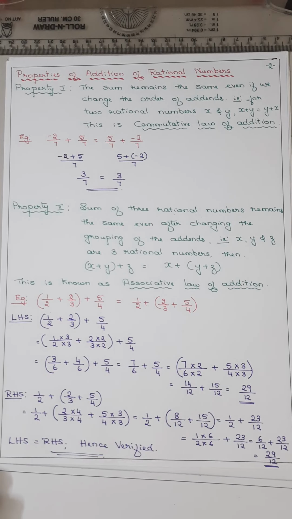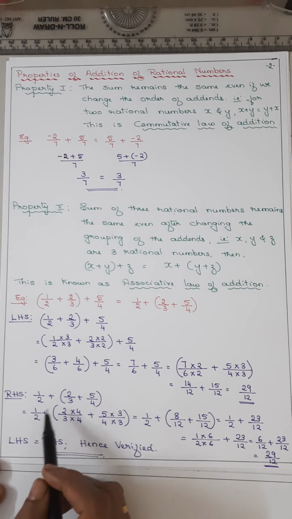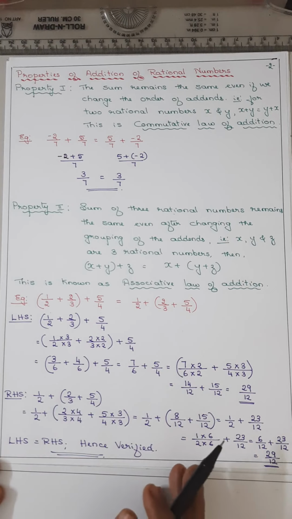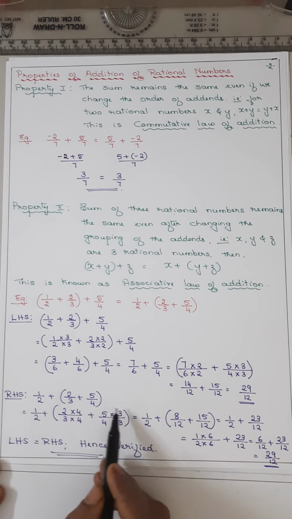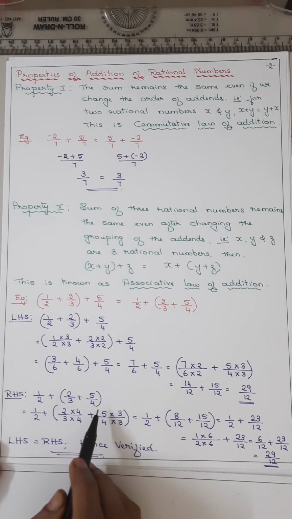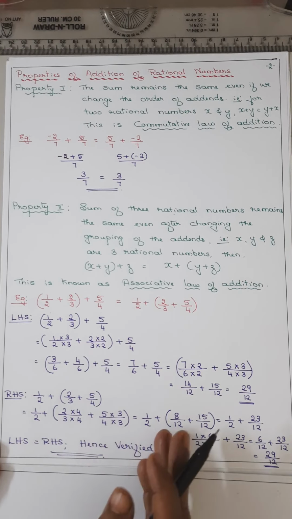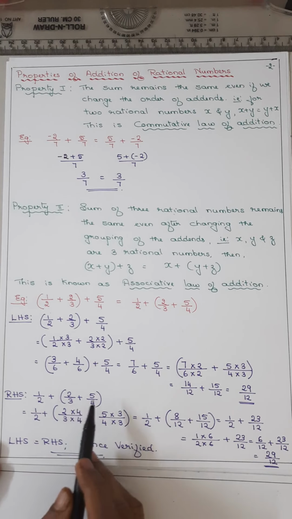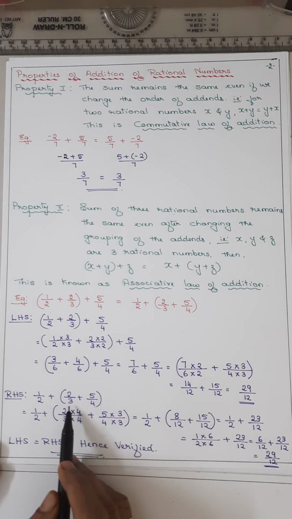That is LHS. Now coming to the RHS, 1 by 2 plus 2 by 3 plus 4 by 5. Now first we have to add the second and the third. So 1 by 2, keep it as it is. Now 3 and 4. 4 is not a prime number, so you can't directly multiply. Now the bigger number is 4. 4 ones are 4. Not there in 3. 4 twos are 8. Not there in 3. 4 threes are 12. Yes. These are multiples of 3.